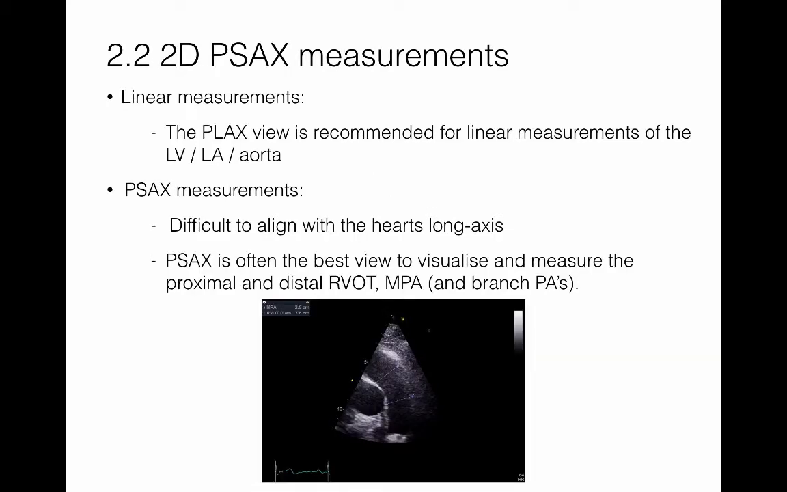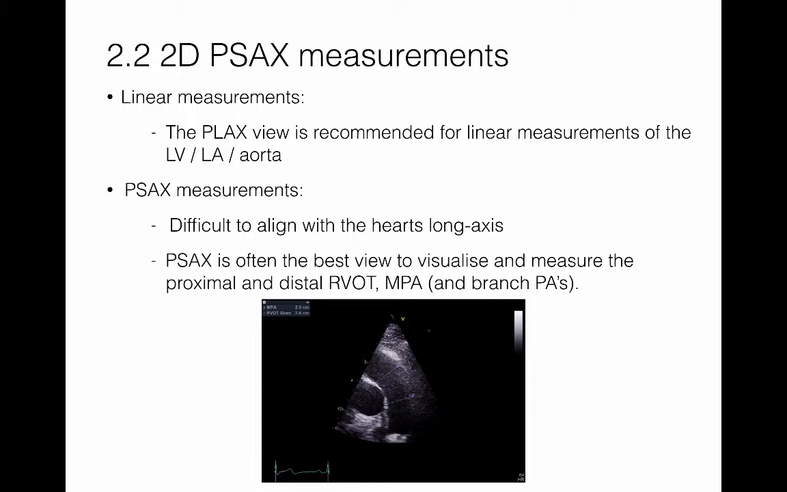Parasternal short axis measurements. The parasternal long axis view is recommended for linear measurements of the left ventricle, left ventricular outflow tract, aorta and left atrium. Parasternal short axis measurements of these diameters are difficult to align with the long axis of the heart.